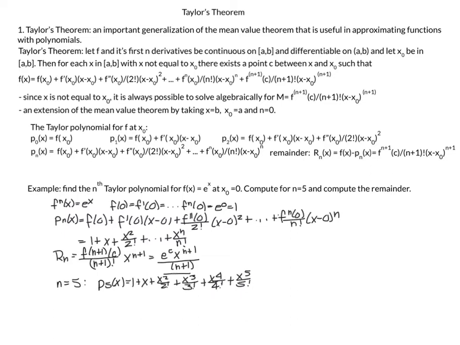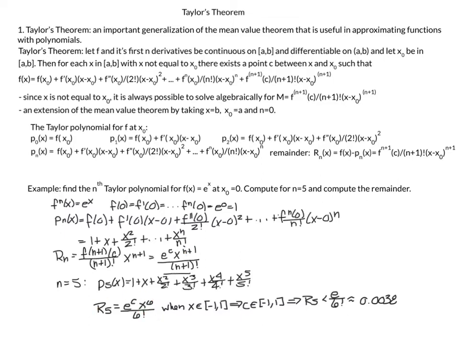So finally, for the fifth Taylor polynomial, that's p5 of x, I have 1 plus x squared over 2 factorial plus x to the third over 3 factorial plus x to the fourth over 4 factorial plus x to the fifth over 5 factorial. And now all that remains is to compute the remainder. For R5, I'm going to plug into my formula e^c x, in this case n is equal to 5, x to the 6th divided by 6 factorial.